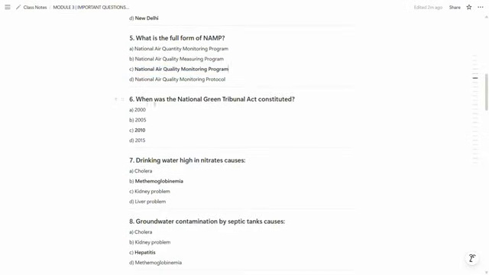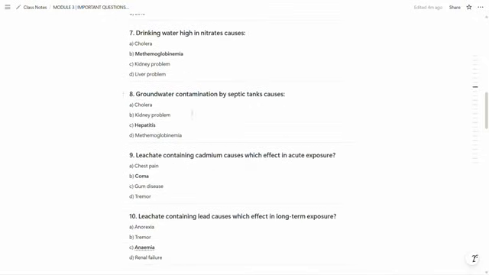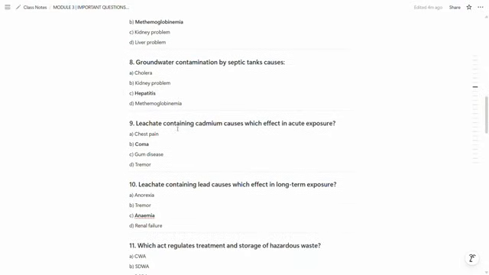Now, in the sixth question, when was the National Green Tribunal Act constituted? In 2010 it was constituted. So C option is the correct answer. Now in the seventh question, drinking water high in nitrates causes, B option is correct, which is methemoglobinemia. Now the eighth question is, groundwater contamination by septic tanks causes hepatitis. So C option is the correct answer.